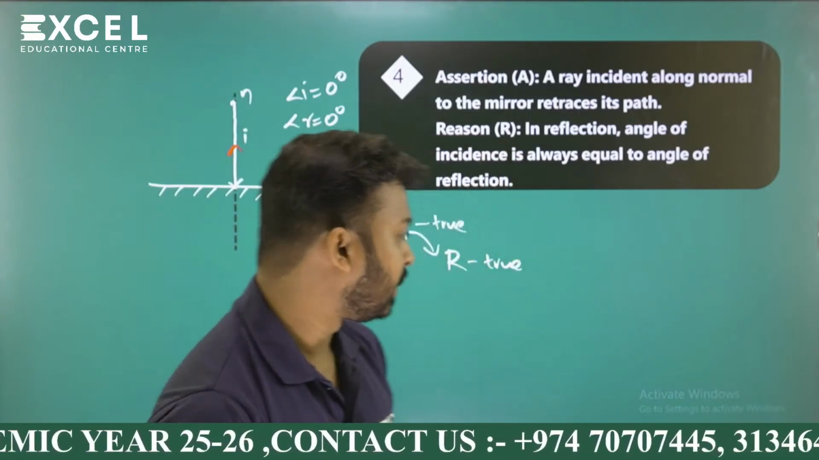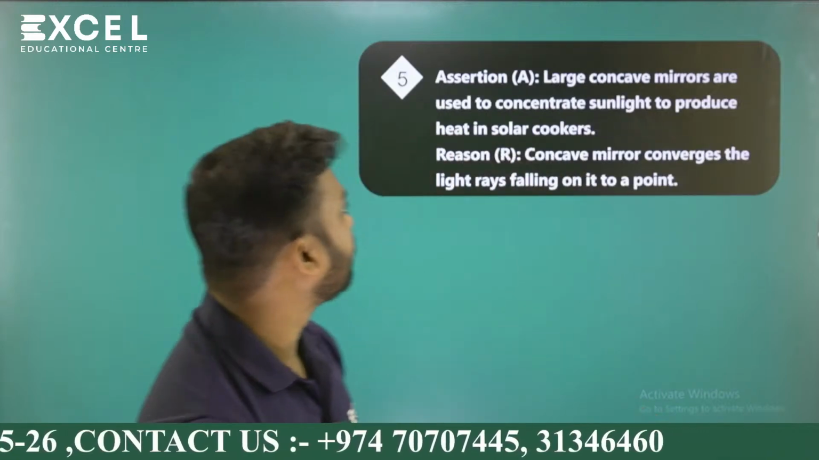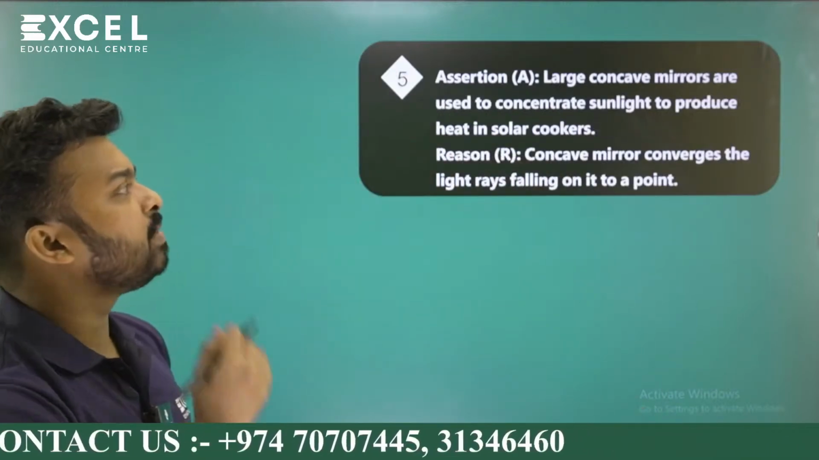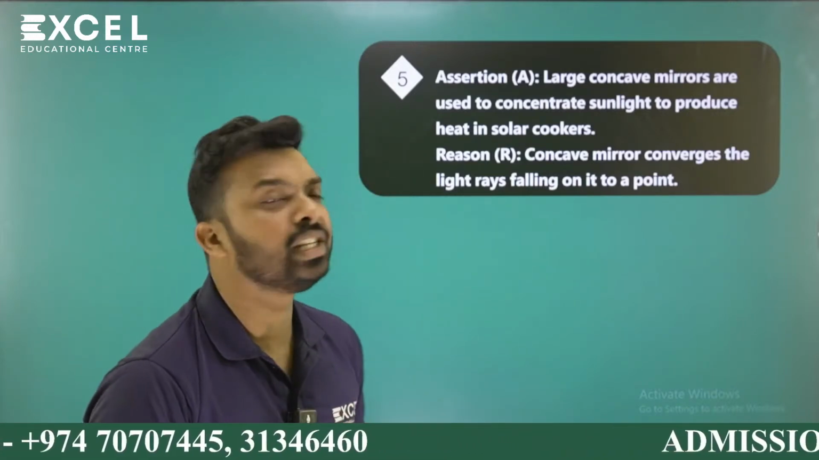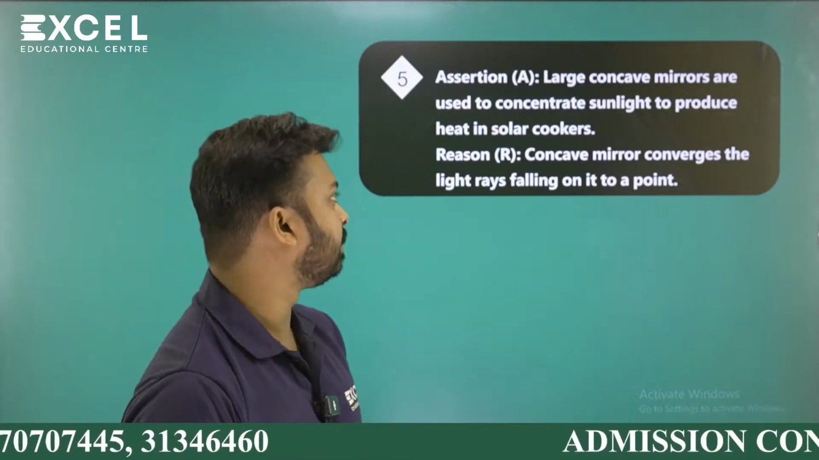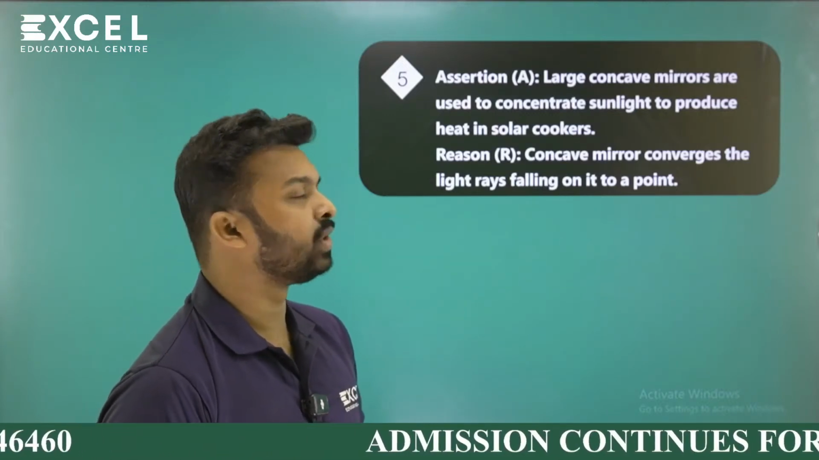Understood? Okay, now let's go for the next assertion reason question. Listen, large concave mirrors are used to concentrate sunlight to produce heat in solar cookers. That is the assertion. And what is the reason? Concave mirrors converge the light rays falling onto them to a point.